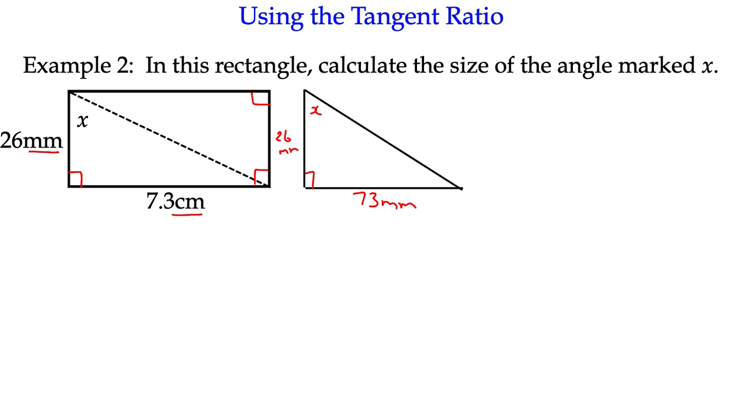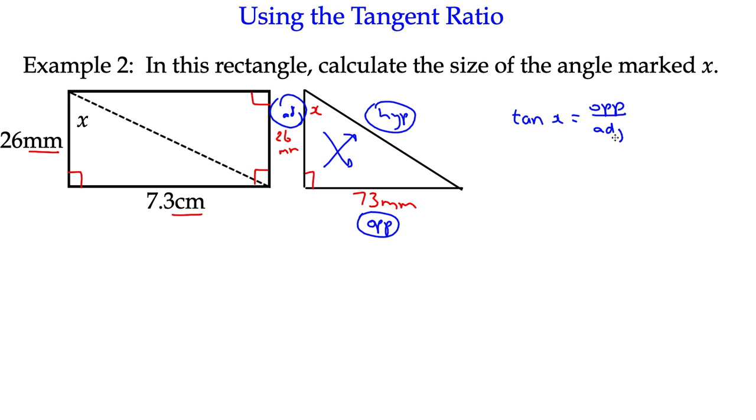Okay, so that's me ready. I've got all my bits and pieces. So let's name the sides. So I've got the opposite and adjacent to put into my formula, which says that tan x equals opposite divided by adjacent. So put in all my numbers. X this time is x. Okay, so that's the thing we're trying to work out.